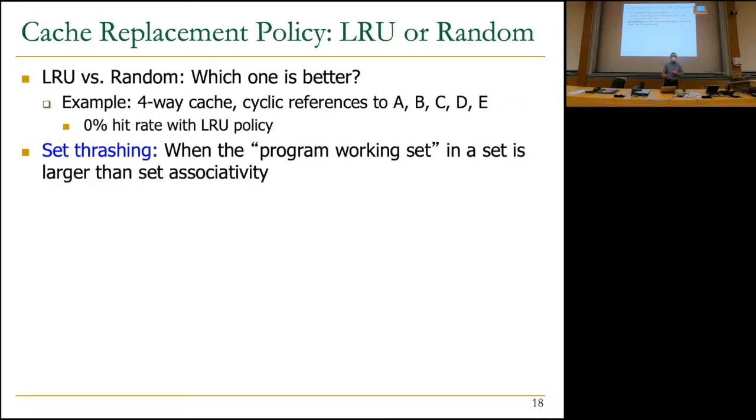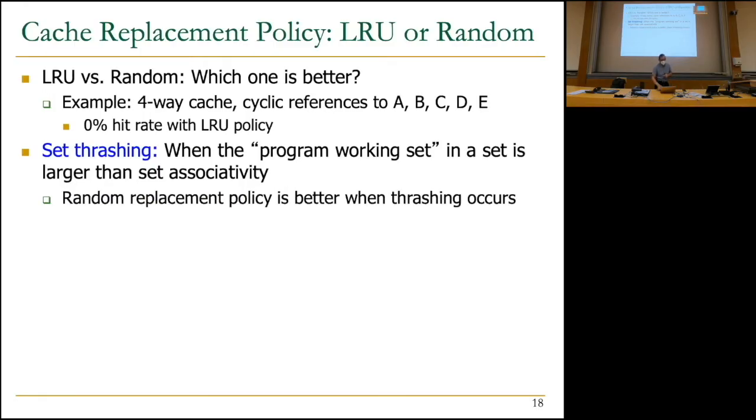And this is called set thrashing, basically. You have a program working set inside a set that is larger than the set associativity that you provide in the cache. Basically, you're thrashing that set. But you can realize that you can manage this better also. Even though you're thrashing the set, yes, you need 5 items there to really get 100% hit rate. You can do at least better than 0% hit rate if you do something other than LRU. LRU is actually the worst policy. I mean, there might be other worse policies also here, but LRU is the worst policy in this case. So random replacement policy is, for example, better when thrashing occurs, right?